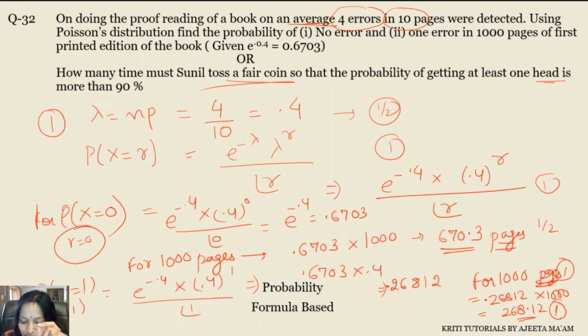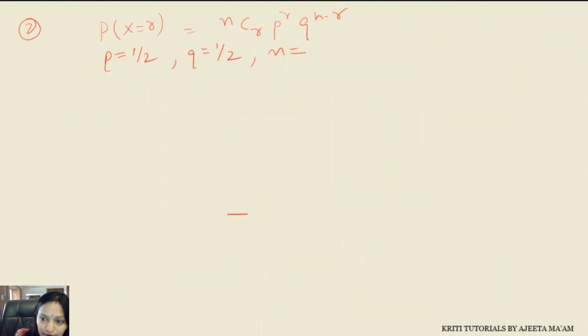सो दैट एटलीस्ट वन हेड इज मोर देन 90%. सो हमें n ही तो फाइंड करना है कि हम उसको कितनी बार टॉस करें कि एटलीस्ट वन आने की प्रोबेबिलिटी मोर देन 90% हो जाए. सो n we have to find. सो अभी हमें सब कुछ मिल गया. What is your r? Your r is 1 2 3 4 till n it will go. तो अभी हम कैसे करेंगे? तो हम रिवर्स प्रोसेस करेंगे. सो प्रोबेबिलिटी फॉर x greater than equal to 1 क्या होता है? 1 minus p of x is equal to 0.